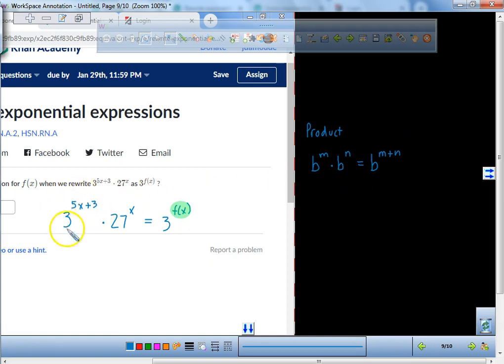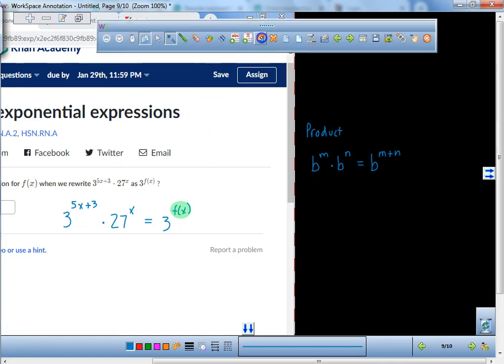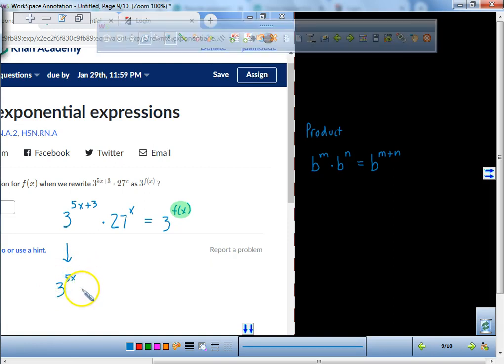Do you guys see how the product property has already been used here? So watch how I separate it. Technically, if I wanted to, and we don't have to do this for this particular problem, but just as a quick example of how you could separate it: this is 3 to the power of 5x times 3 to the power of 3. If I wanted to break it down, these mean the exact same thing. Now, we don't have to do that on this problem, but I want to make sure you know that you could.